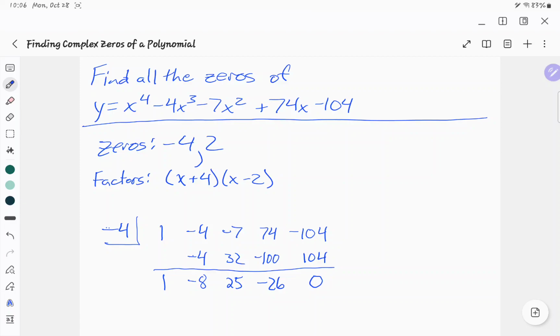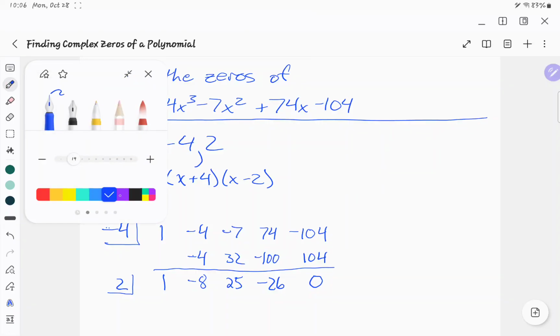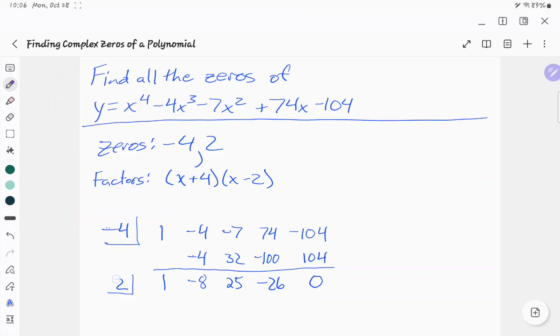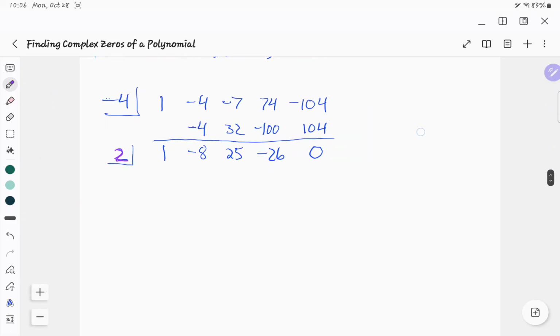I'm not going to do that just yet because we know we have this other factor, of 2, and I would like to take out the 2. So let's go and do another synthetic division. I might actually change colors here. Let's do purple with the 2. All right. So we'll go and do that one as well.